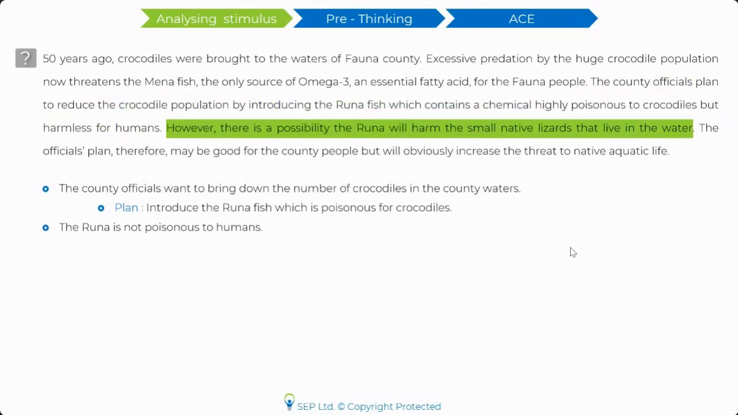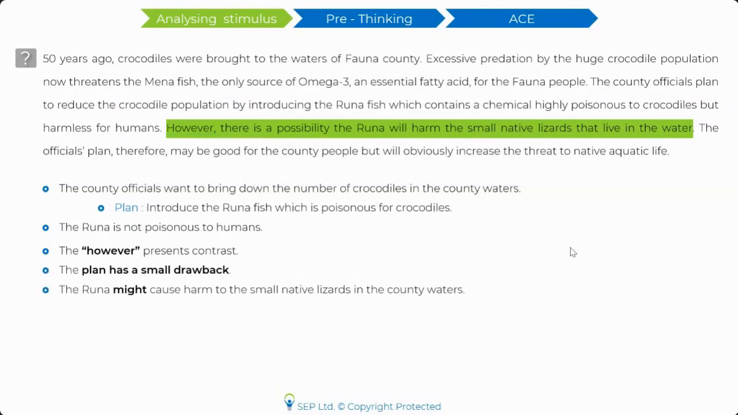However, there presents a contrast, and we've got to remember that. However, there is a possibility the runa will harm the small native lizards that live in the water. So the benefit of runa fish is that it is going to kill the crocodiles. But a side effect is that the runa will harm the small native lizards. It's possible. So there is a drawback to that plan. It might cause harm to the small native lizards in the county waters, apart from killing the crocodiles.